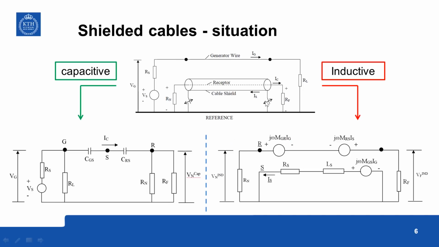Now let us take this situation and find the equivalent circuit for analysis of capacitive crosstalk and the equivalent circuit for the inductive crosstalk. So we have a capacitance between the generator wire and the receptor. So we can draw it like that. Well, it is not a very good drawing, but something like this, and you have something similar between the receptor wire and the cable shield.